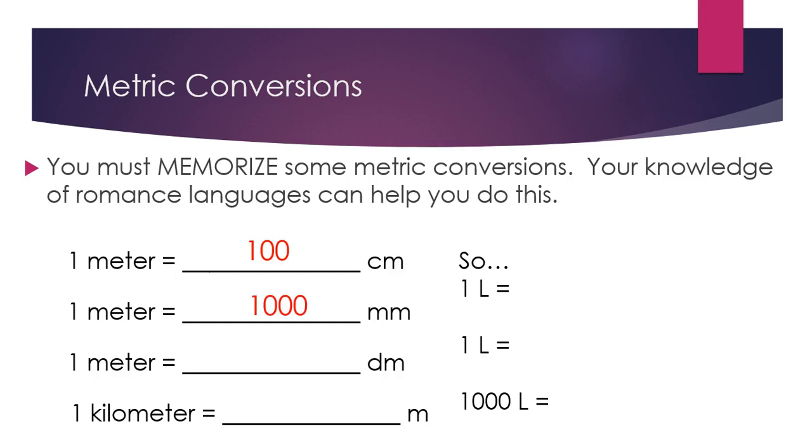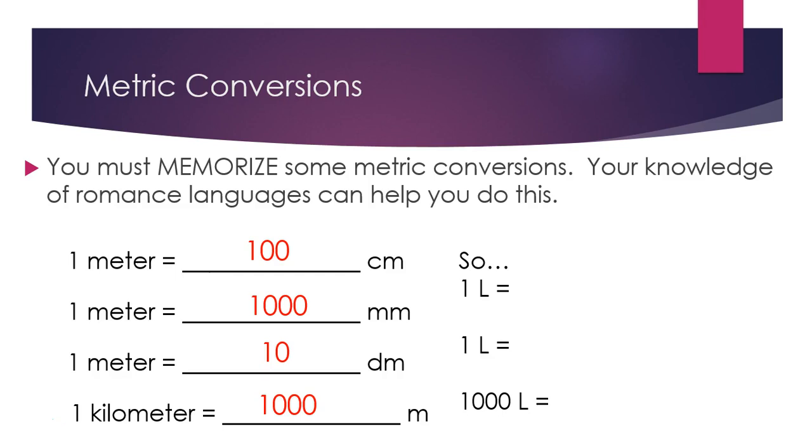In 1 meter, there are 1,000 millimeters. Now, I know that in Spanish, the word for 1,000 is mil, which sounds very much like milli. There are 10 decimeters in a meter, and I know that the Spanish word for 10 is diez, which sounds very much like deci. And finally, in a kilometer, there are 1,000 meters.